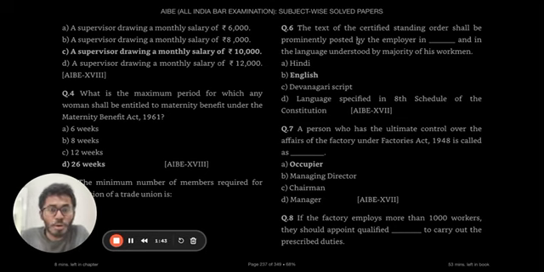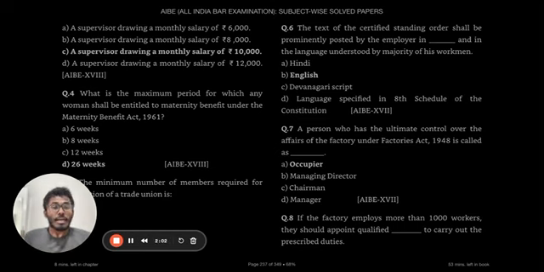Now, next question is about the text of the certified standing order, which shall be prominently posted by the employer in dash and the language understood by the majority of workmen. So if there is a certified standing order, in which particular language should it be? It should be in English language.